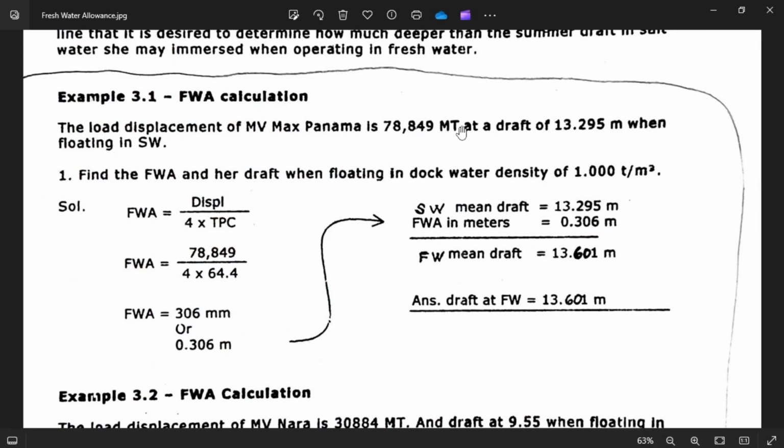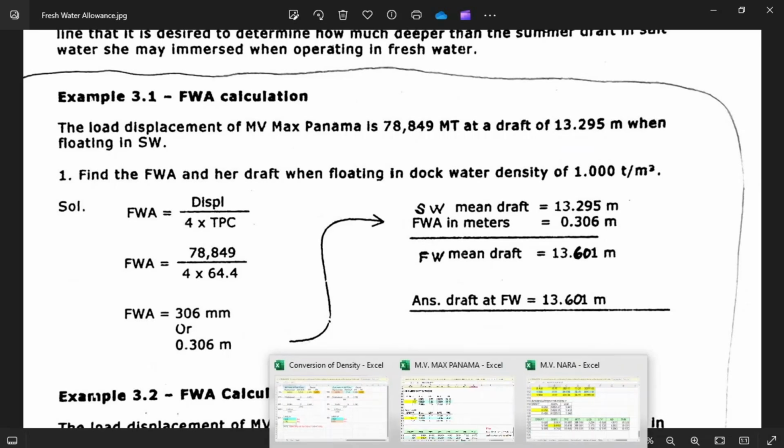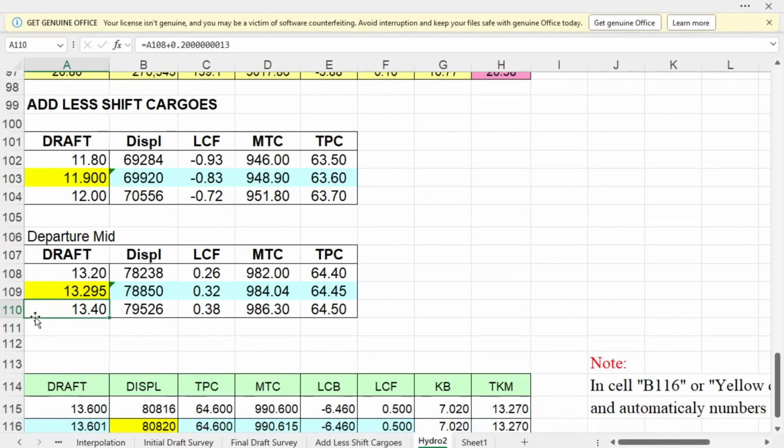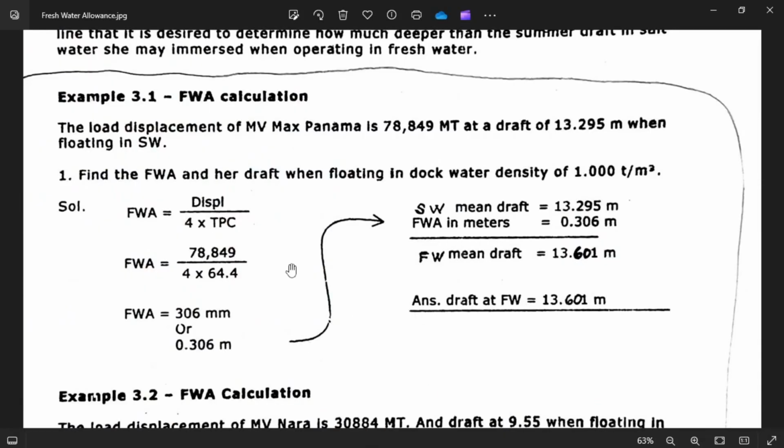78850, so it is already rounded up. So this will be your displacement at a draft of 13.295. That will be 78849 or 850, which is already rounded up. Okay, it doesn't make any difference.